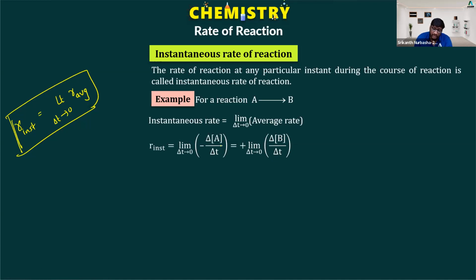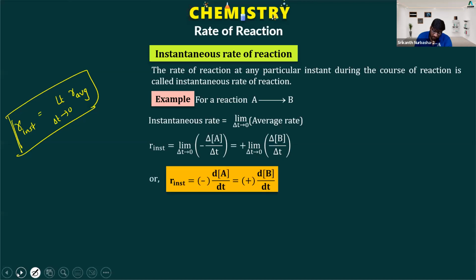R average I can write with respect to reactant as well as with respect to product. So minus of delta concentration of A by delta T is equal to plus limit delta T tending to 0 of delta concentration of B by delta T. So our R instantaneous you can write as minus of, whenever delta T is tending to 0, we write dt. So minus of d concentration of A by dt is equal to plus d concentration of B by dt.